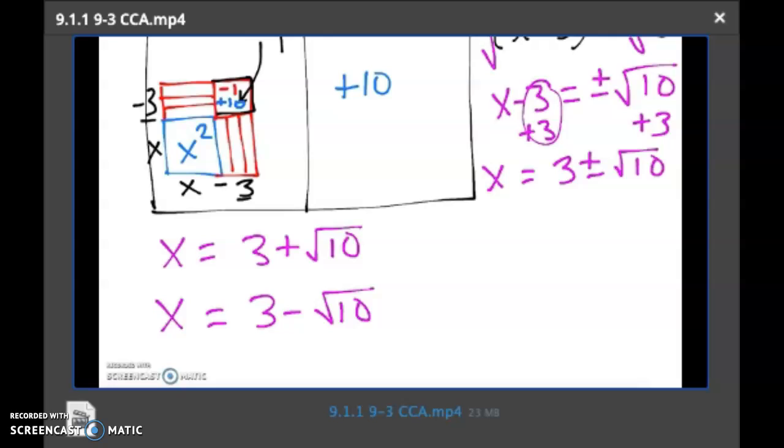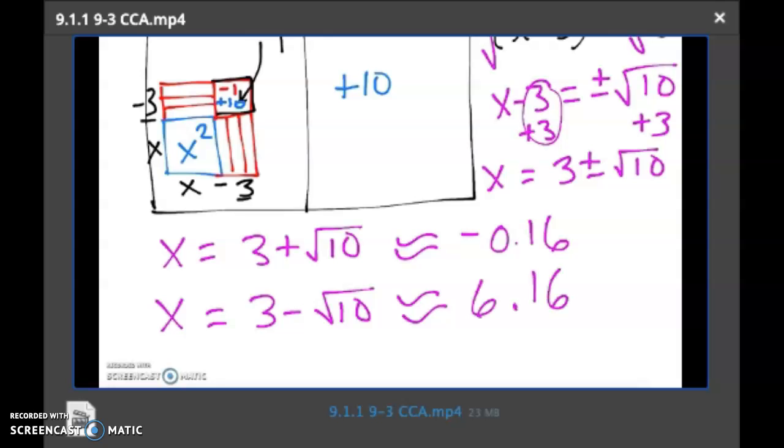these numbers and put them in your calculator, if you take 3 plus the square root of 10, that's our exact answer. If you put it in your calculator, you're going to get our approximate answer, approximately negative 0.16. And if you take x equals 3 minus the square root of 10, which is an exact answer, you will get approximately 6.16.